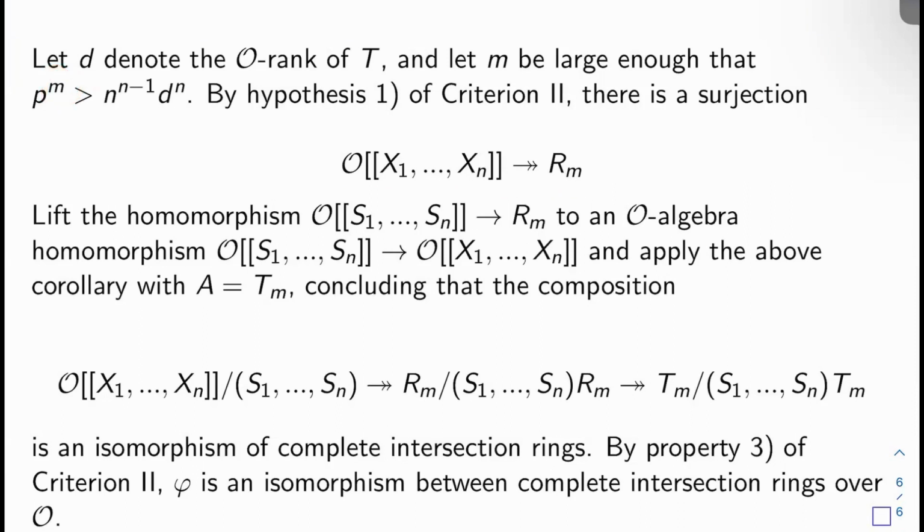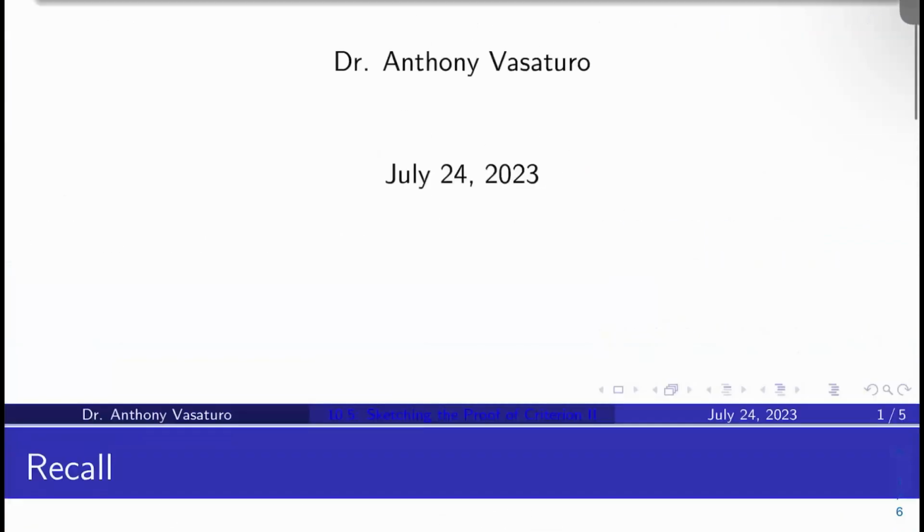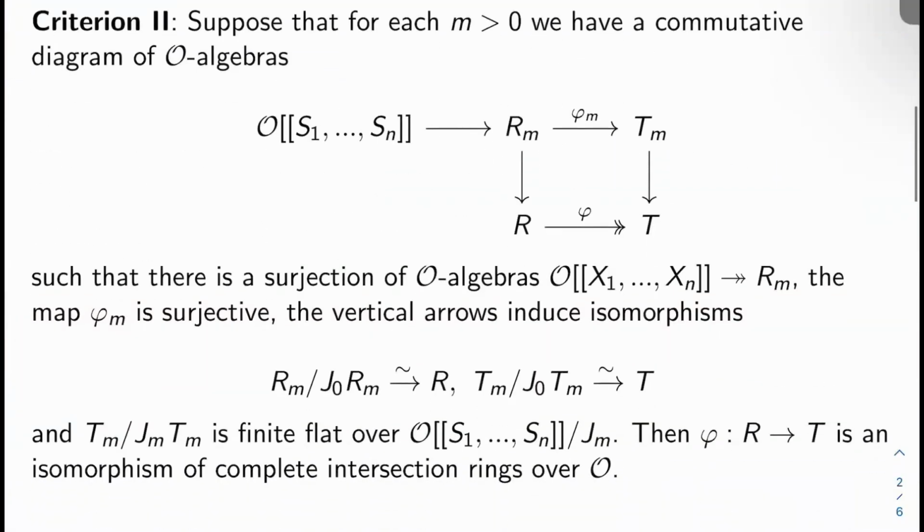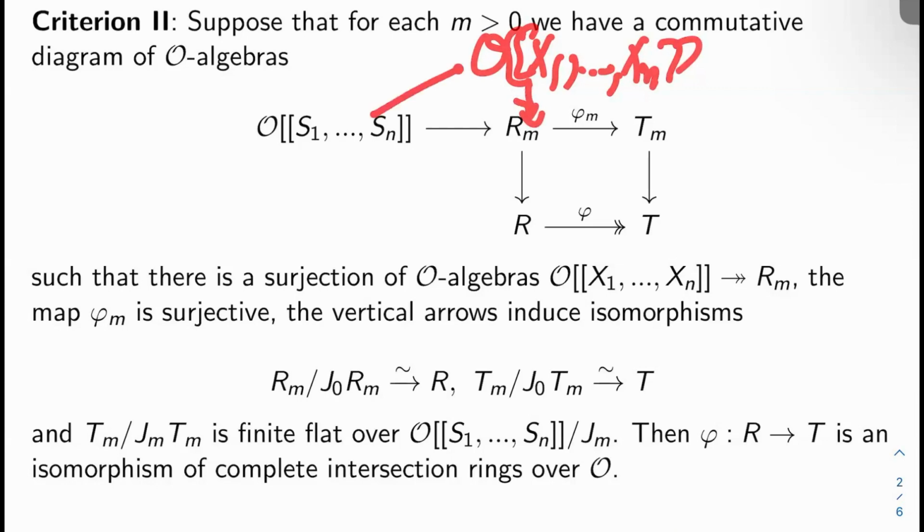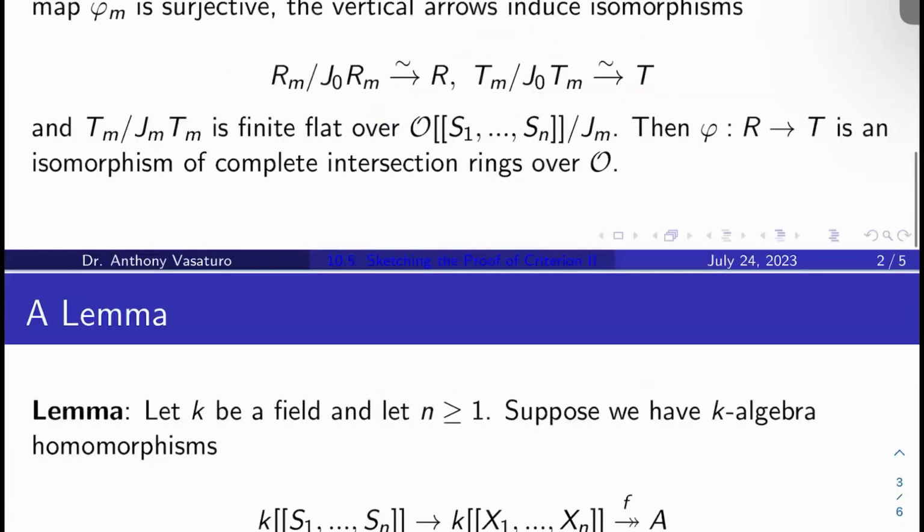Okay, let's lift the homomorphism that we were given from O double bracket S1 through Sn to Rm to an O algebra homomorphism from O double bracket S1 through Sn to O double bracket X1 through Xn. So the way I'm thinking of it is, we've got this map here, and then we've got O double bracket X1 through Xn surjecting onto R sub m, and I want to lift it.